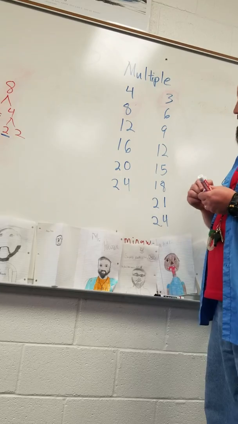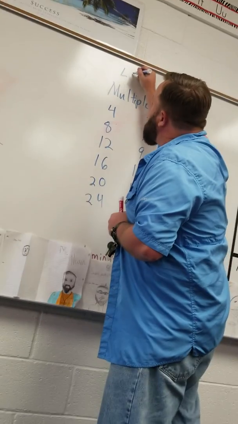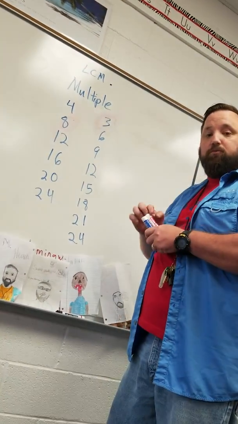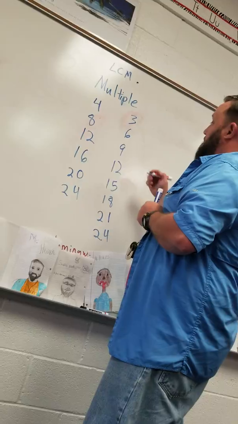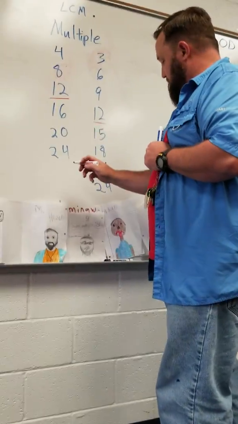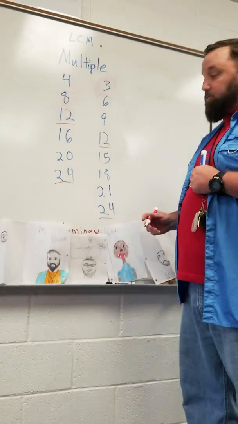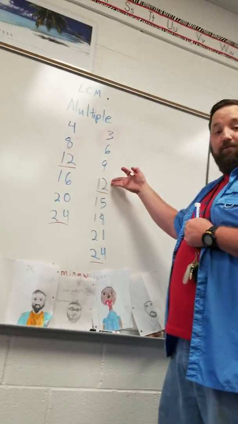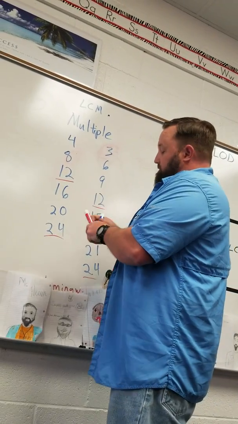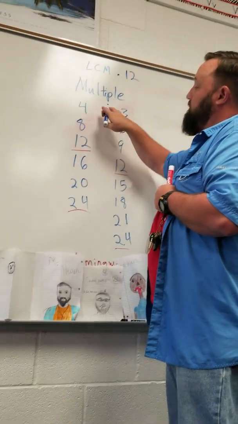Now, if you look up here on the board, I'm looking for my least common multiple. So first, let's find our common multiples between the two. I know that 12 and 12 are common multiples, and 24 and 24 are common multiples. Now, we all know 12 is less than 24, so 12 becomes my least common multiple of 4 and 3.